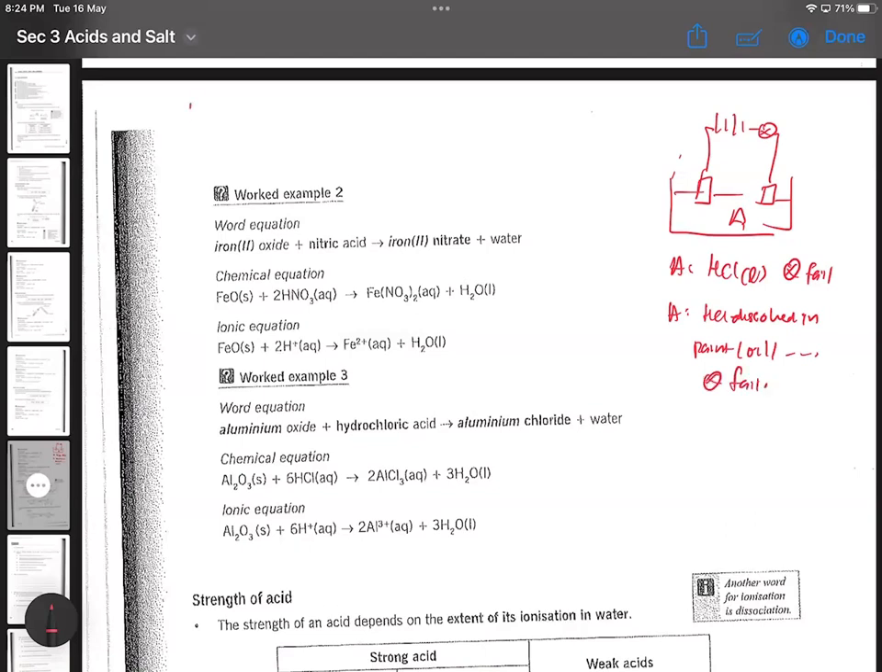Now let's look at the next scenario. What if A is actually HCl dissolved in seawater, or let's say sugar water, or let's say salt solution? Do you think in this case the lamp will light up?